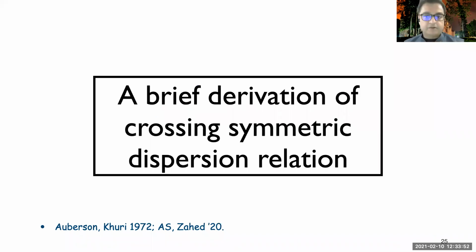So let me briefly derive the crossing symmetric dispersion relation. I will follow Oberson and Khoury, but the algebraic details can be found in my paper with Ahmadullah. I think Oberson and Khoury gave a telegraphic version, because the most useful form of their dispersion relation is given in this note added. So you have to fill in the blanks.